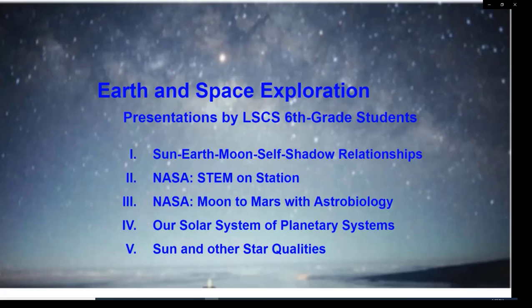The 5 categories are: first, sun, earth, moon, self, shadow, relationships, also known as KE. Number 2, NASA's theme, STEM on Station. Number 3, NASA Moon to Mars, with a special emphasis on astrobiology. The fourth topic is our solar system of planetary systems. And the final one, sun and other star qualities. Now let's get started with our first presenter, Dante.